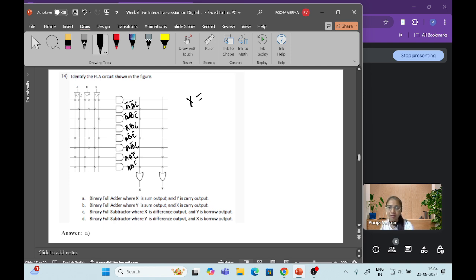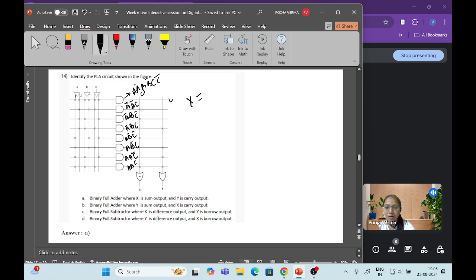Ma'am, what will be for the first AND gate, if it is crossed at all? A dash, A, B, B dash, C, C dash, so that will be zero only. So you can skip it. Why is it given, ma'am? It is given just to show it in the question, so they can give it like that. You just need to check where it is crossed. If all are crossed, that will be zero only. If you finally calculate it, it doesn't matter.